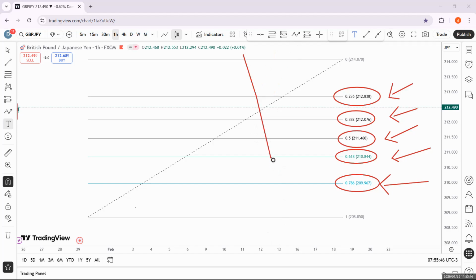The strongest levels are what? The 61.8. Okay, so when I see prices selling for a retracement at 61.8, I can place my buy entry, look for the last higher low, place my stop loss, and buy in the direction of trend. Okay, like I said, these are retracement levels.